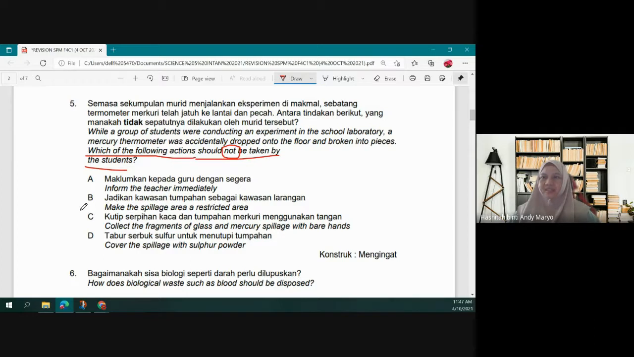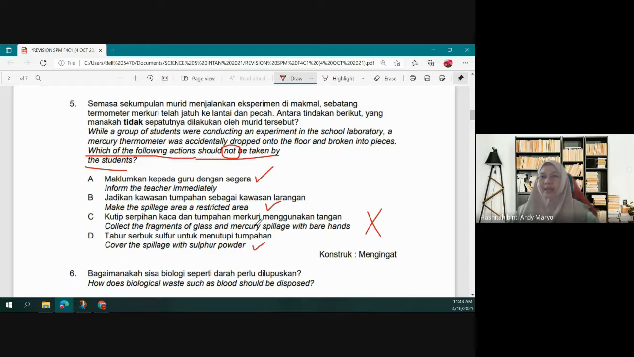The answer is C. A, you must inform the teacher immediately. This is a must. If the teacher is not there, you can inform the lab assistant. Remember, make the spillage area a restricted area. Yes, tell other students not to go there. And then D, cover the spillage with sulfur powder. Yes, this is what we do when there is a mercury spillage on the floor or on the table. We cover it with the yellow powder, the sulfur powder. So what you shouldn't do is collect the fragments of glass and mercury spillage with bare hand. The broken glass can cut you.